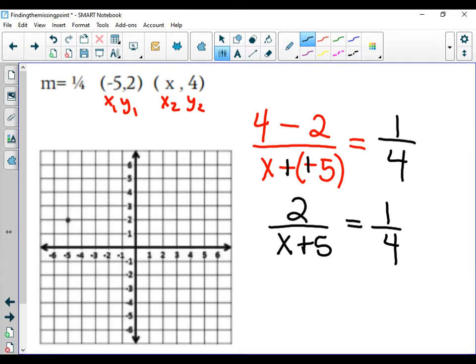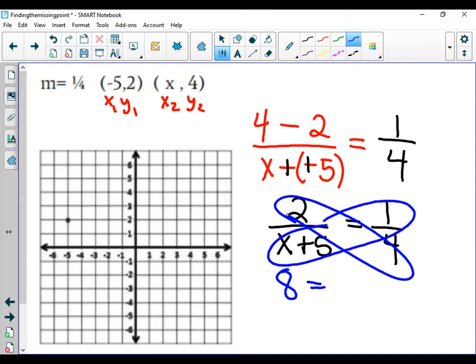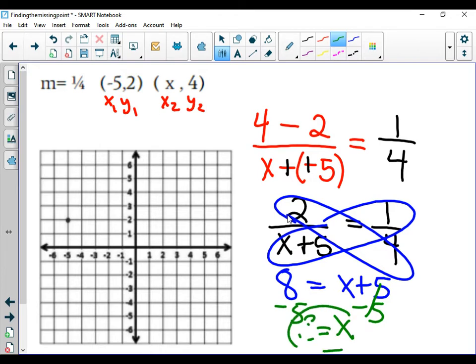Okay, so we are going to do cross product. So 8 is equal to, we're multiplying by 1, so x plus 5. Okay, so now we're solving for x. So you subtract 5 from both sides. X is equal to 3. So the missing point is 3.